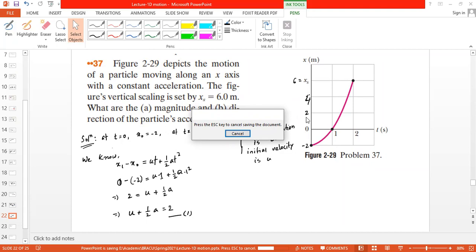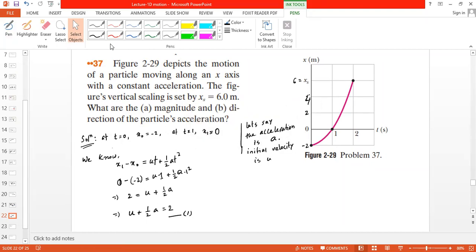So then let's take another 2 points. Now let's take the initial point is this guy and my final point is this one. Okay. Now again, at t equal to 0, x naught is equal to -2, and at t equal to 2 second, x equal to 6.